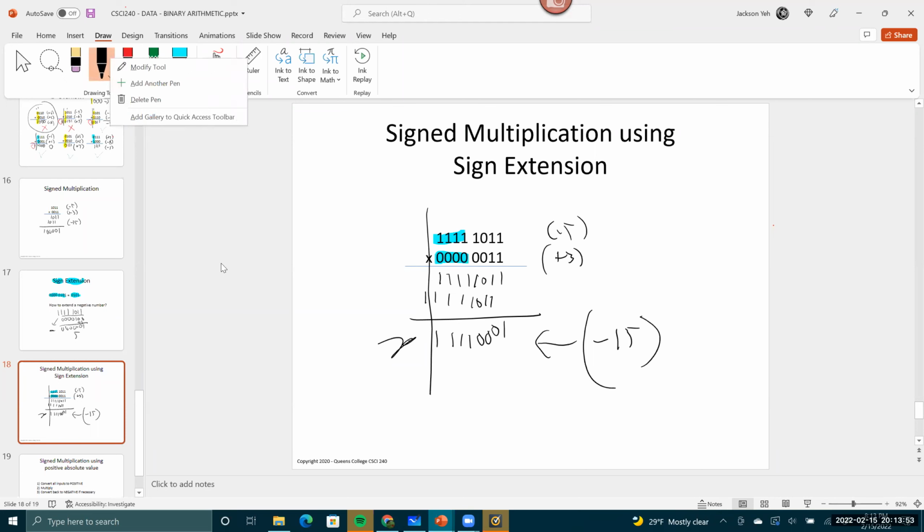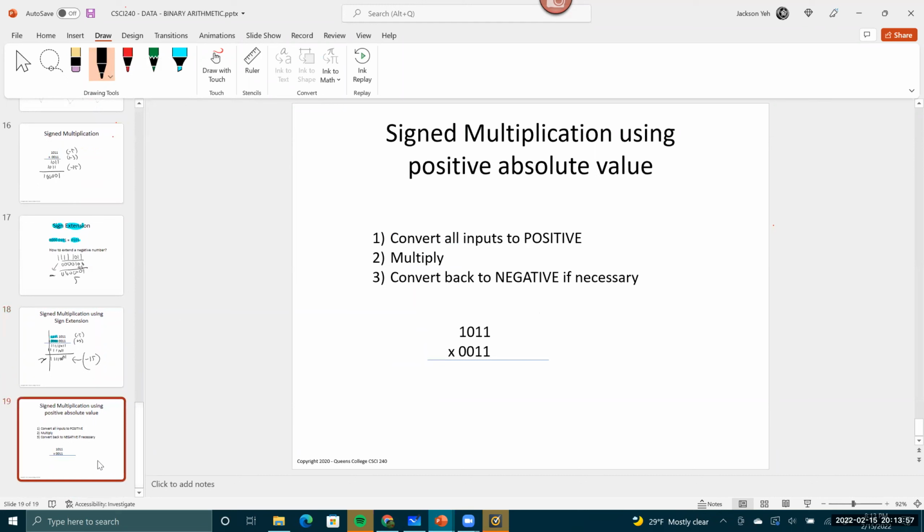The other way of doing it seems more complicated, but it's actually a little easier. So the other way is multiplying the positive absolute values. That sounds like a mouthful. So essentially, this is what it's doing. Remember back in the day, if you had a problem like this, -5 times +3. Back in algebra days, this is what they made you do, right? You multiply 5 times 3, and you got 15.